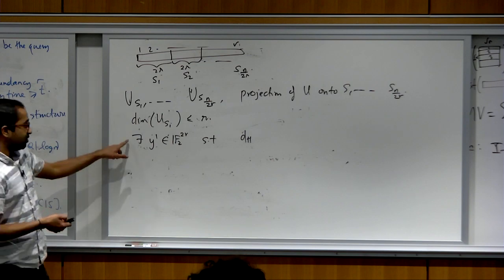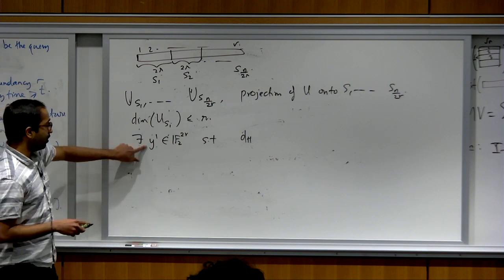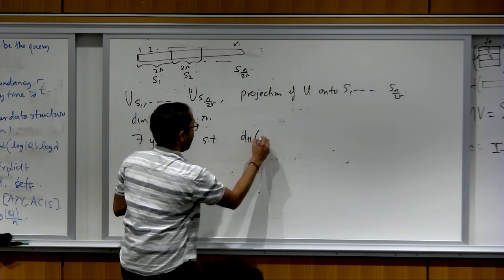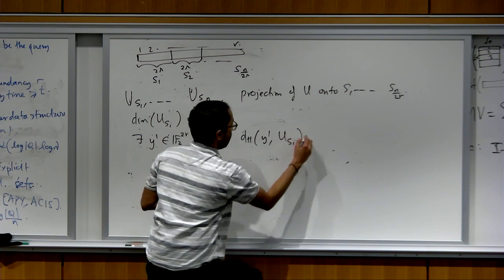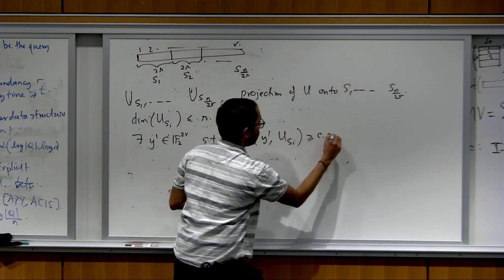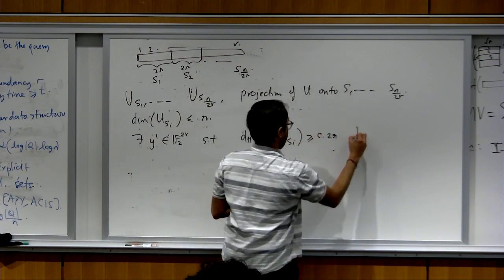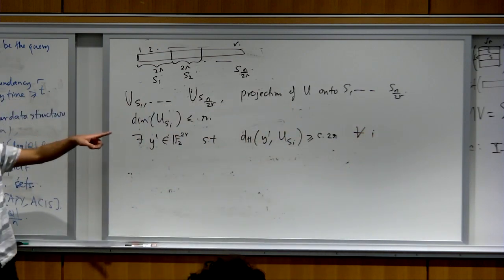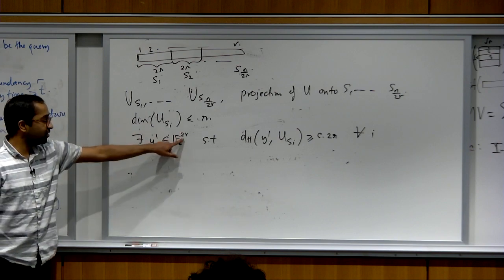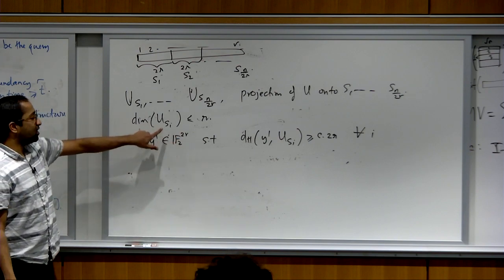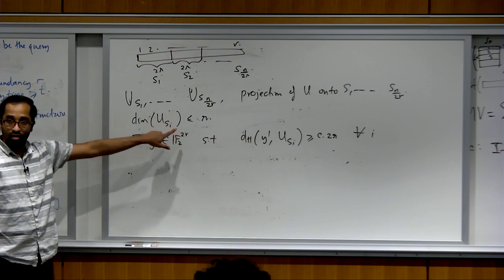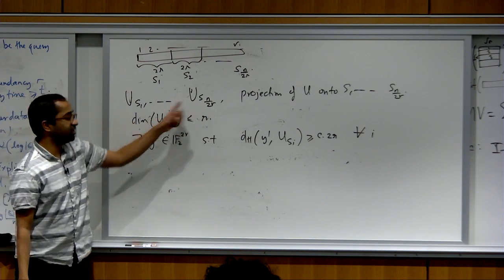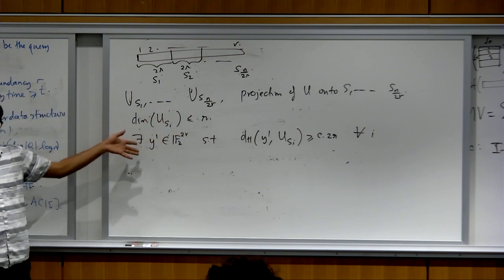Okay. So now the key claim is that there's a y prime in F2 to the 2r such that the Hamming distance of y prime from each of these is more than some constant times 2r, for every i. The point is, from the previous counting we know that in 2r dimensions you can find a point that's far away from an r-dimensional subspace, by standard counting. But we don't have too many of these subspaces, so still the same counting argument works.